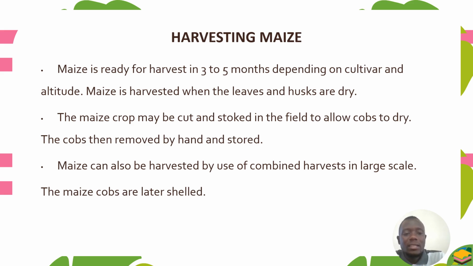The maize crop may be cut and stooked in the field to allow the crop to dry. The cobs are then removed by hand and stored. The maize can also be harvested by the use of a combine harvester on a large scale. The maize cobs are later shelled. So that's how maize is harvested.